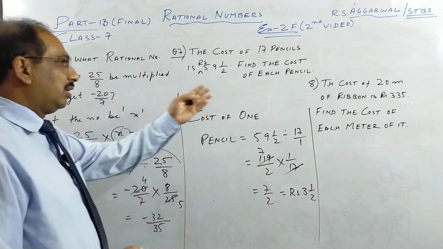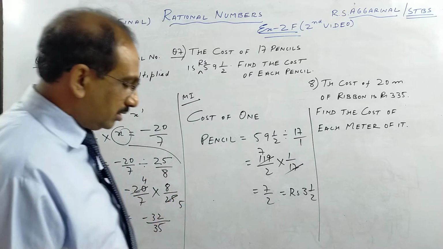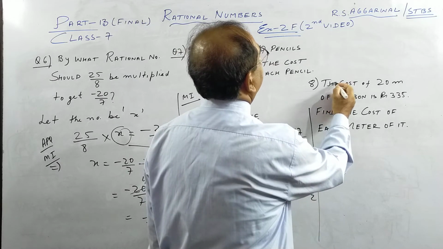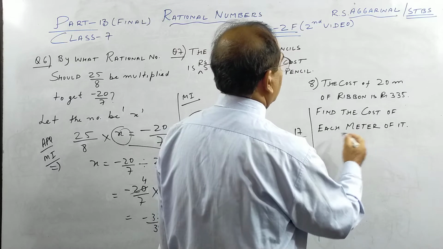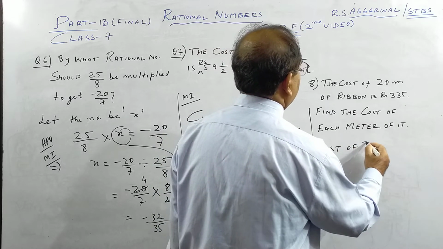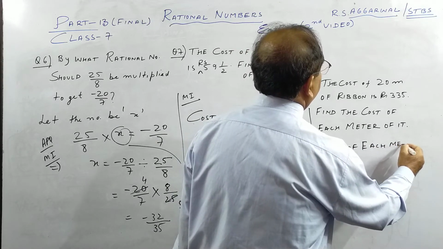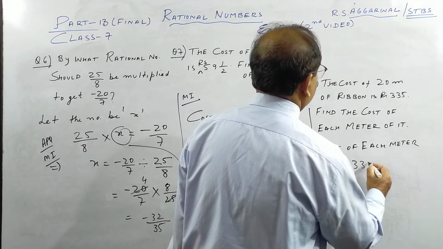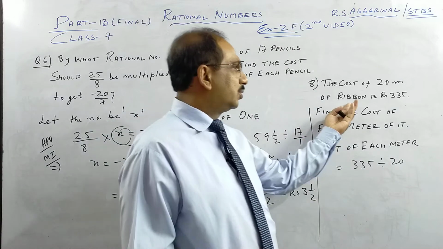6 and 7 I have done, now number 8. Any book you are using, you have a very similar thing. The cost of 20 meters of ribbon is 335. Find the cost of each meter. So the cost of each meter is, the same way, 335 divided by 20. It will be less, so 20 meters.